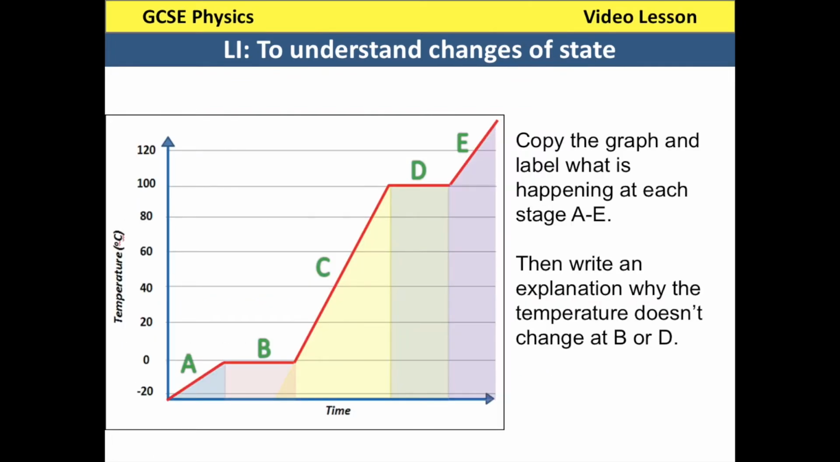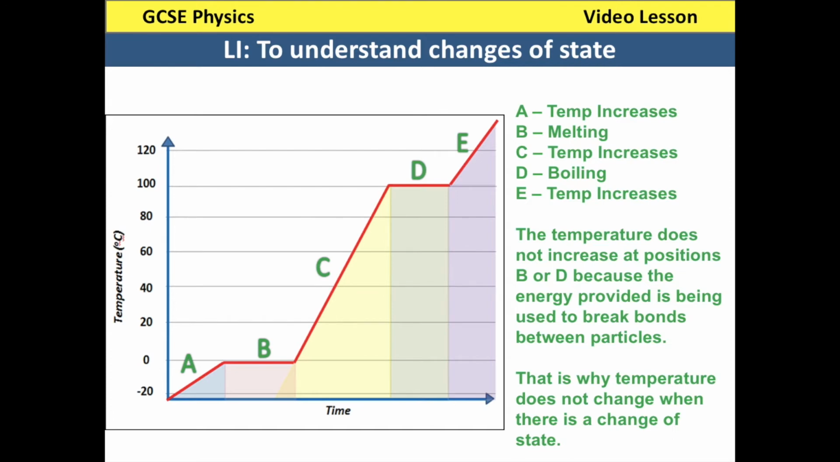Okay, what we have here is a graph that shows how the temperature of a substance, you could think of it as being ice if you want to, changes as it is heated up. So we're heating ice over a period of time and we can see what happens to it. What I would like you to do for me, please, is write down A, B, C and D and then say what is happening at each stage, A, B, C and D. Then, if possible, I want you to write an explanation for why the temperature doesn't change at B and D.